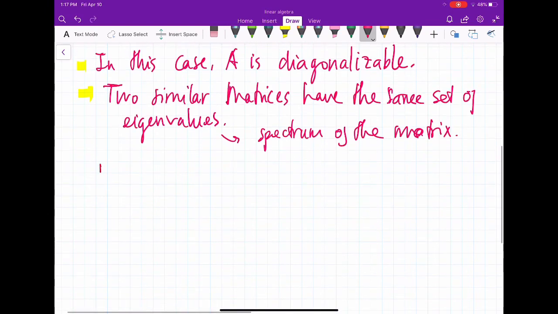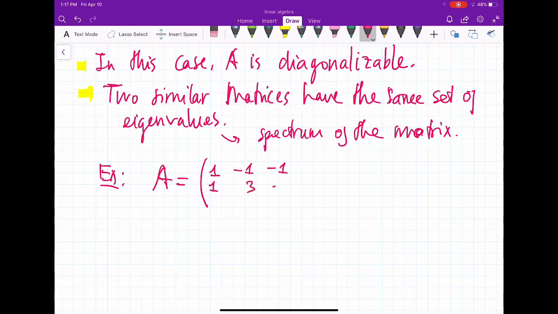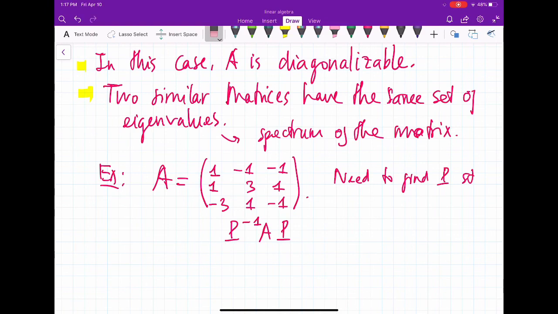Let's consider the following example. We have matrix A equal to [1, -1, -1], [1, 3, 1], [-3, 1, -1]. We need to find the matrix P such that this matrix is diagonal.